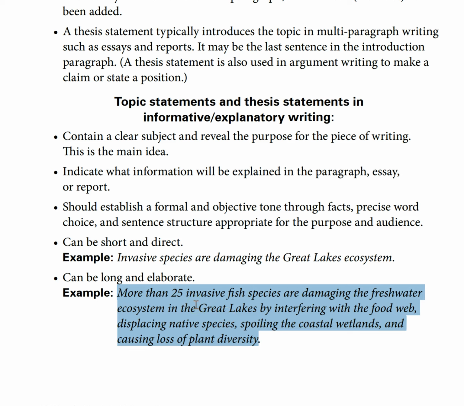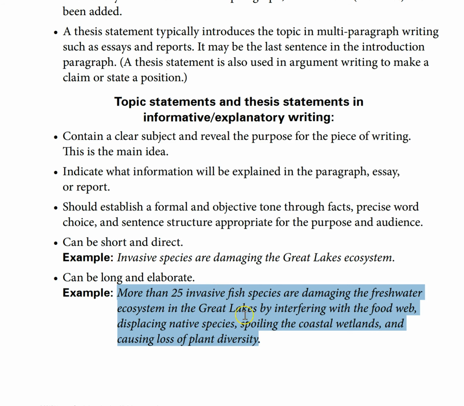I know the topic is invasive fish. I know the main idea is that they are damaging the ecosystem of the Great Lakes, and I know some of the content. I'm going to learn about how they're interfering with the food web. I'm going to learn about how they're displacing native species. I'm going to learn about how they're spoiling the coastal wetlands, and I'm going to learn about how they are causing loss of plant diversity. So in this sentence, I know exactly what's coming next as the reader. So this is a very well written thesis statement.